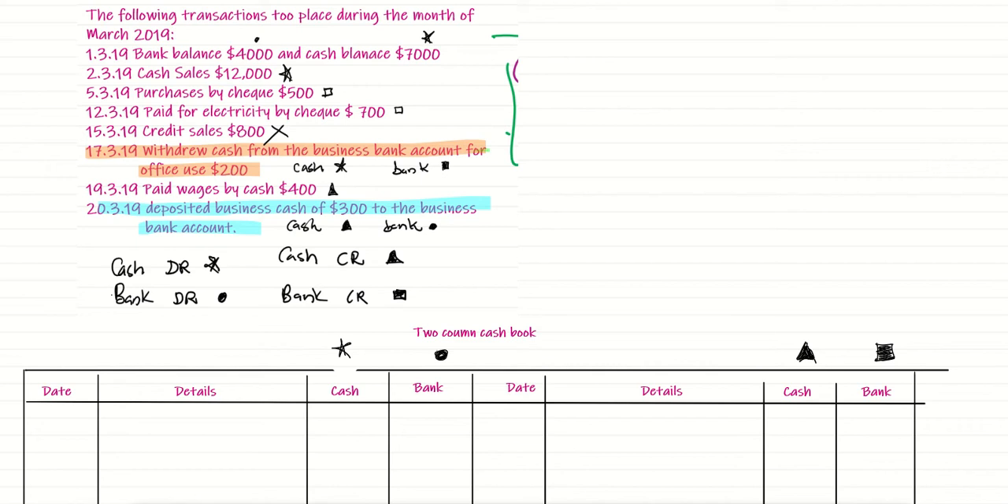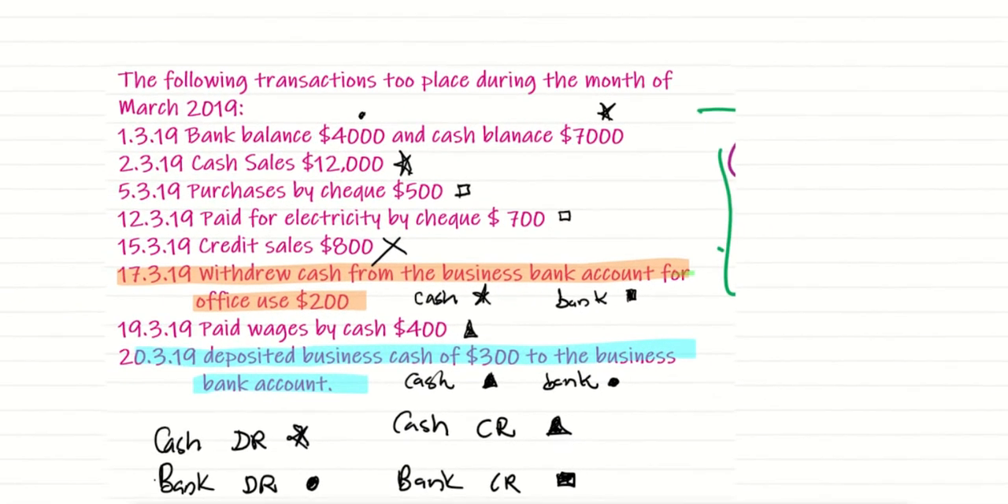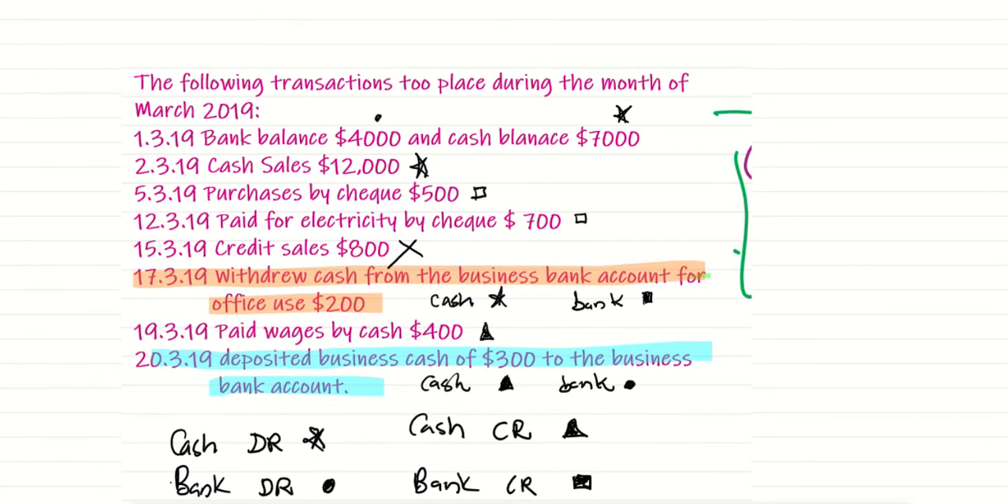What we did first, we identified which symbol each one of these transactions represents. As you can see, bank balance 4,000. It doesn't state whether it's a debit or credit, so we consider it as a debit, therefore bank debit circle. Cash balance 7,000, cash debit star. During cash sales, you sell goods and you receive cash. So cash value increases, cash debit star.